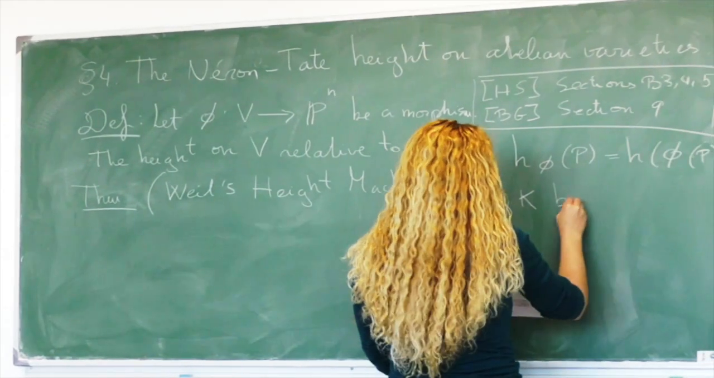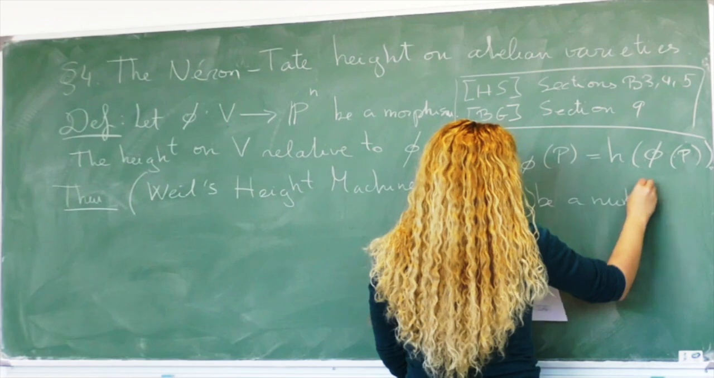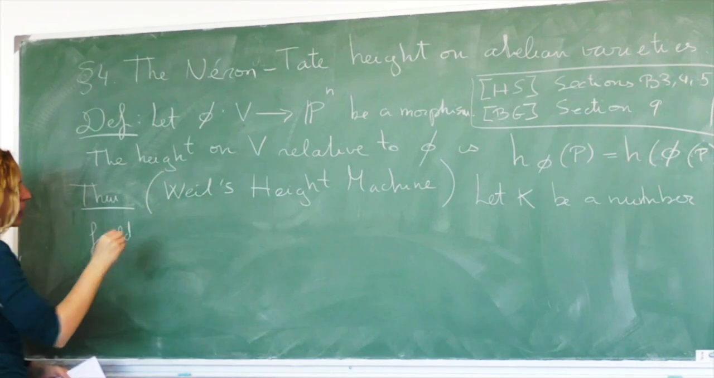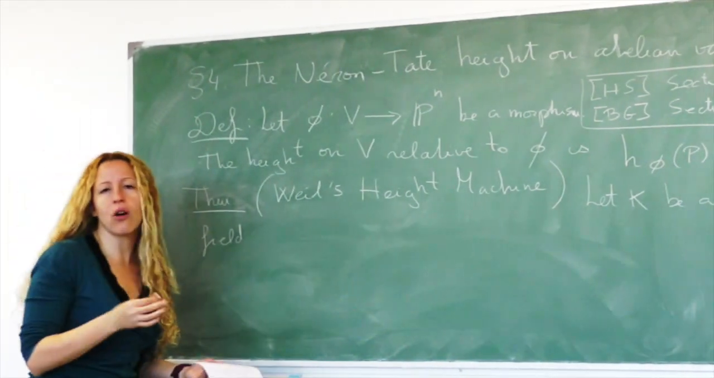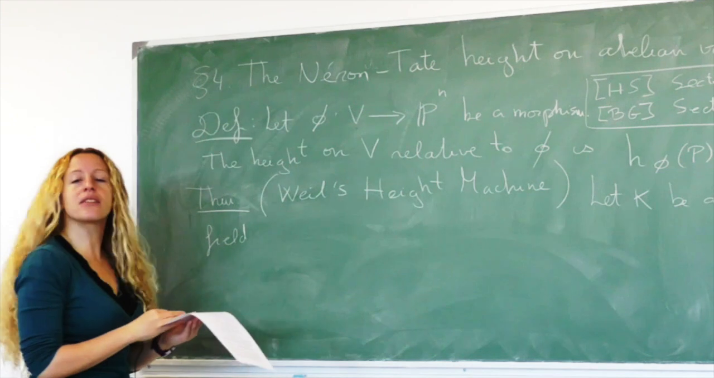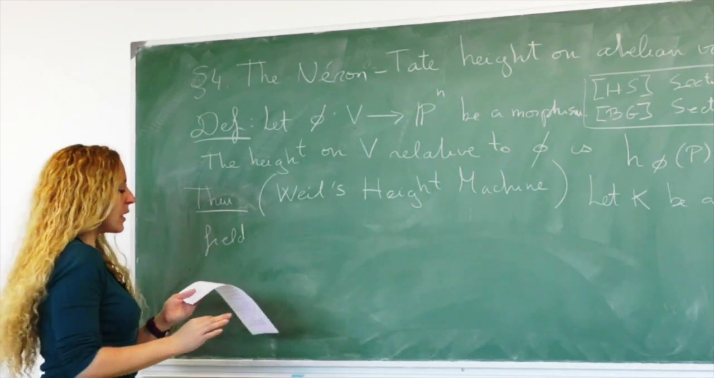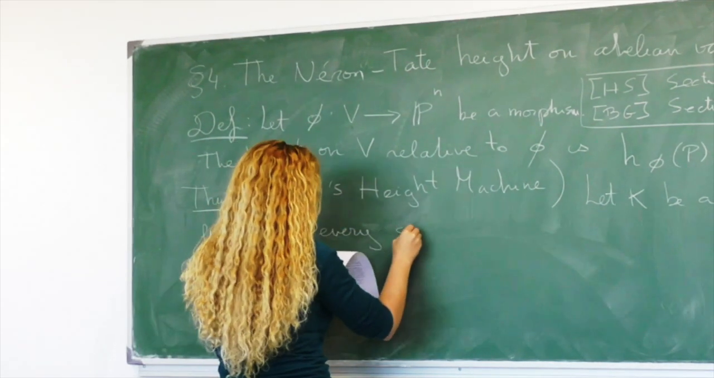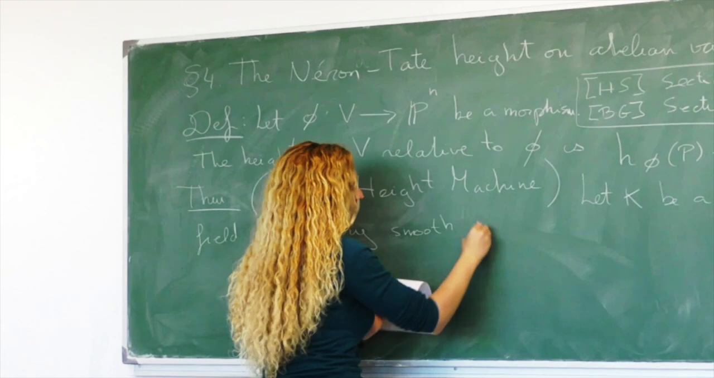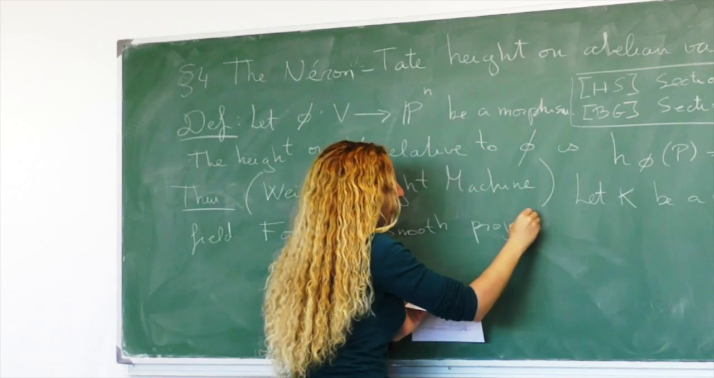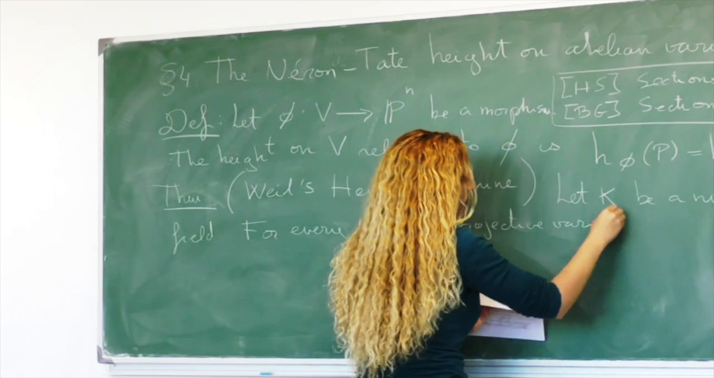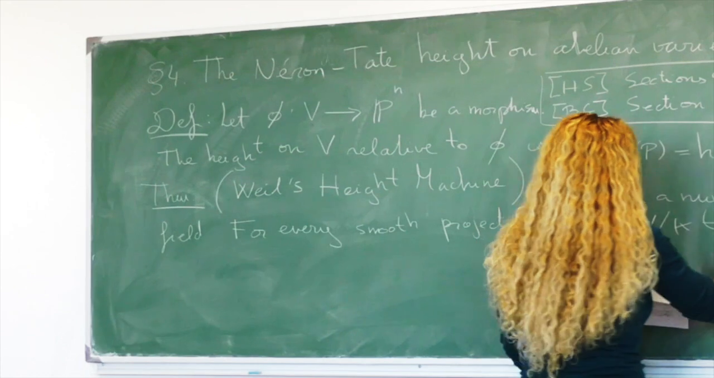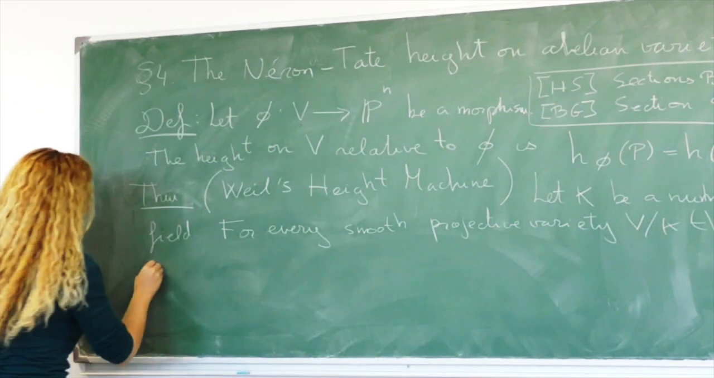Let K be a number field. Again, this could be stated for more general fields, but for us it's okay with number fields. This is the case we are going to use all the time. Now, for every smooth projective variety V defined over K, there is a map.